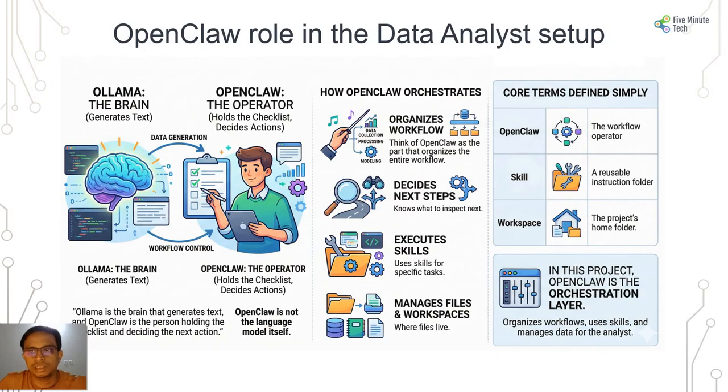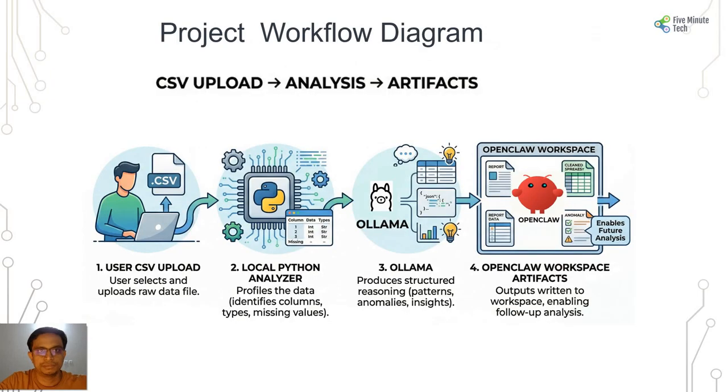Now the core terms are defined simply. OpenClaw is the workflow operator. A skill is a reusable instruction folder which will have different content. We'll be talking about it in detail. And then the workspace is the project's home folder, which contains the artifacts. Now in this project, OpenClaw is our orchestration layer, which organizes the workflow, uses the skills and manages the data for the analyst, which we'll be talking about in detail in the demo.